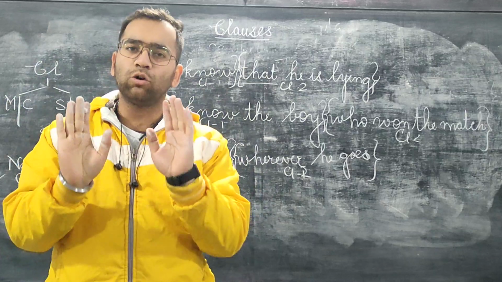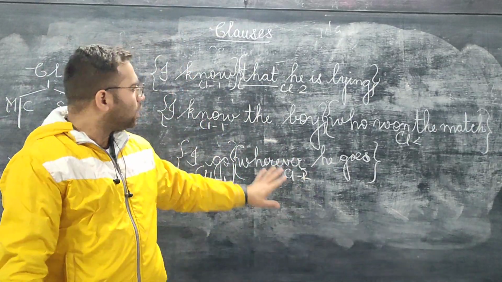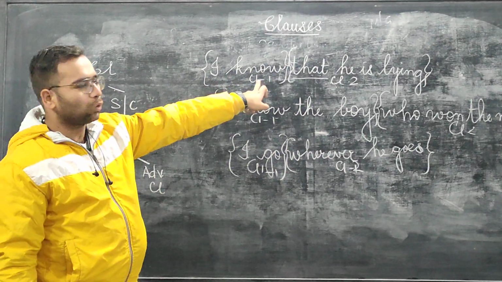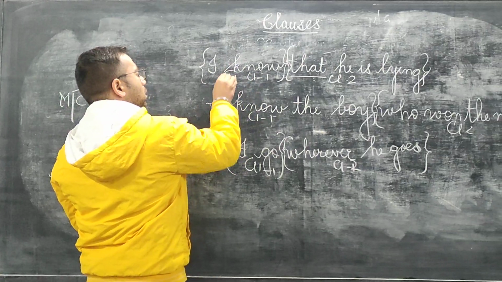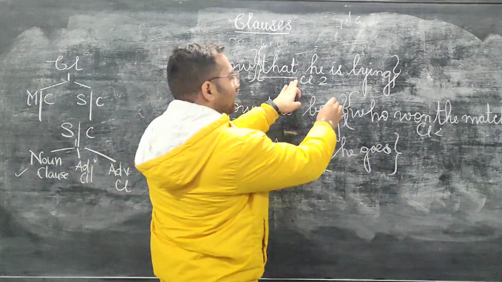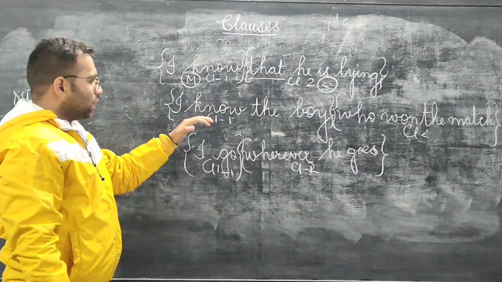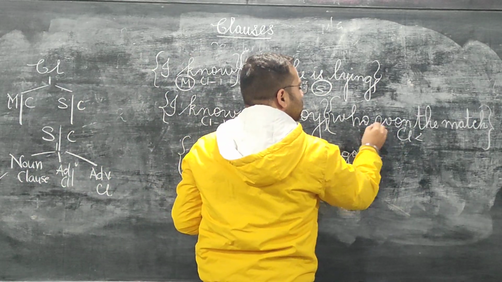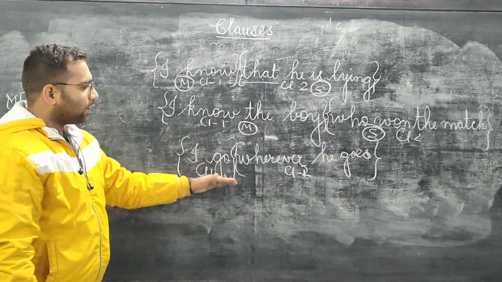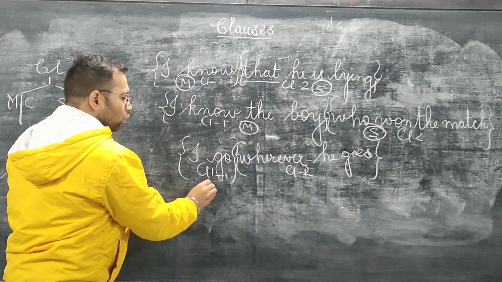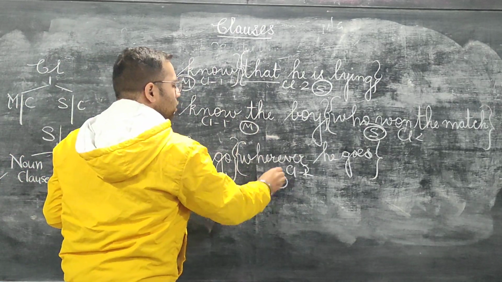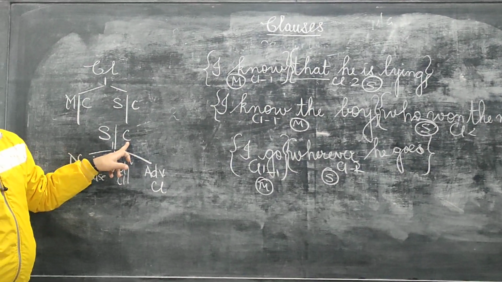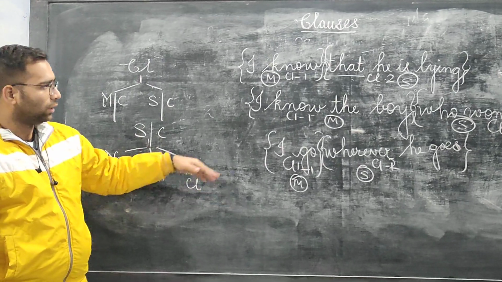Can I do this? I hope at least this much you are able to do. Now apply the rule. Main or subordinate. I know is the main part. That he is lying is subordinate. I know the boy is the main part. Who won the match is subordinate. I go is the main part. Wherever he goes is subordinate. Secondly, the type of subordinate: noun, adjective or adverb.